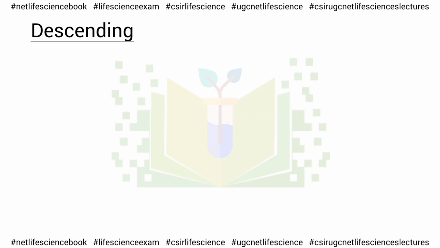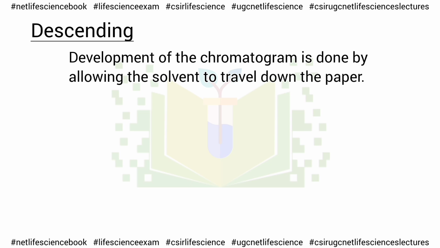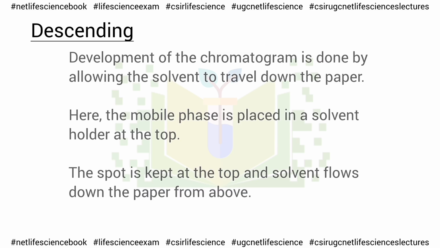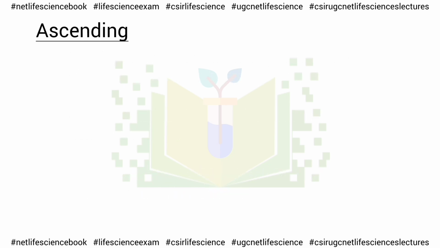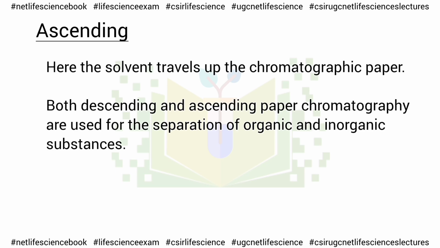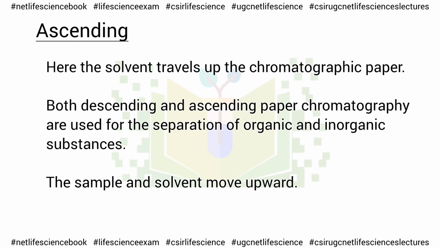Types. Descending. Development of the chromatogram is done by allowing the solvent to travel down the paper. Here, the mobile phase is placed in a solvent holder at the top. The spot is kept at the top and solvent flows down the paper from above. Ascending. Here the solvent travels up the chromatographic paper. Both descending and ascending paper chromatography are used for the separation of organic and inorganic substances. The sample and solvent move upward.